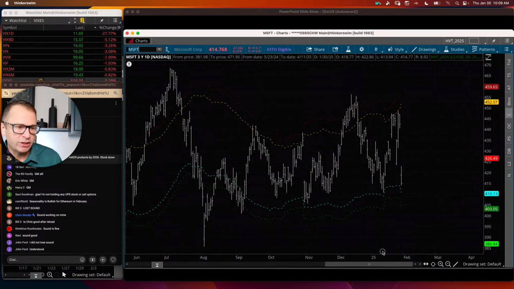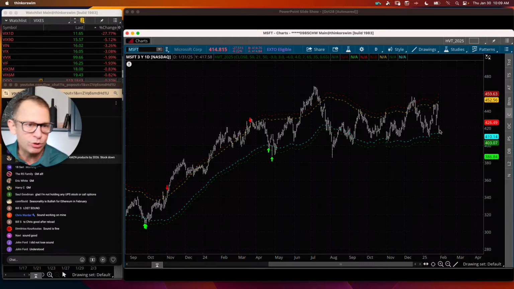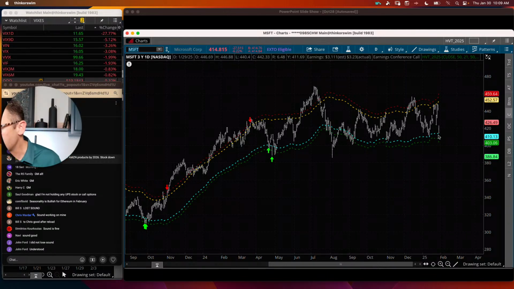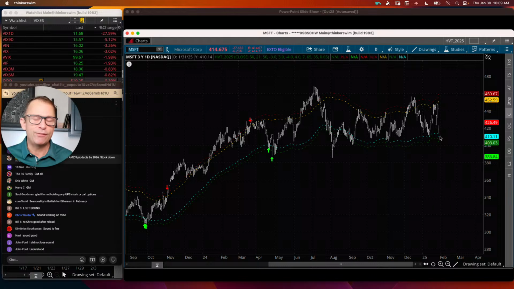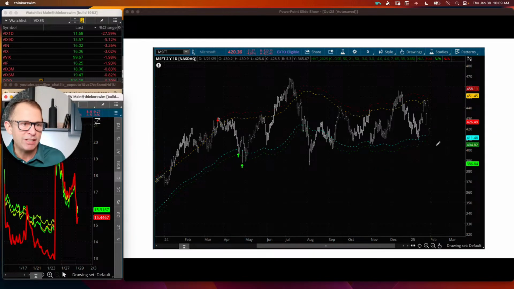Here's what Microsoft looks like. Microsoft pulling back. We have these buy and sell signals on here. These buy and sell signals are really kind of built to keep us on the edges. For those who like to stay on the edges, Microsoft, certainly a really nice long-term hold if you're looking for long-term exposure to some of these Magnificent Seven. It might be a good buying opportunity right now for those interested in Microsoft. That's why I wanted to share this with you.